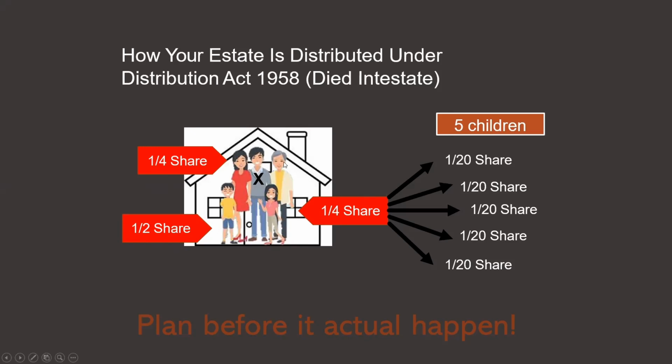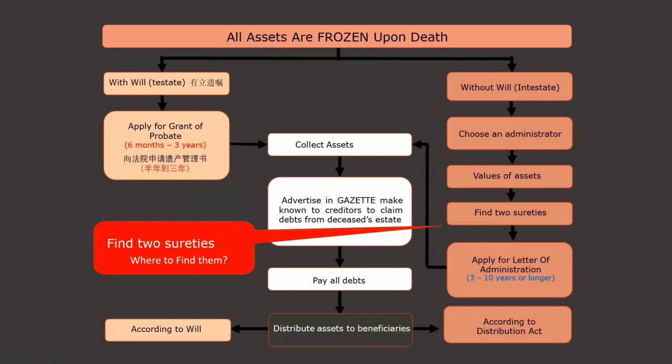Now if you are alone, you don't have a spouse, parents, brothers and sisters, aunties and uncles, you are alone, the government thanks you for the money, right? That's what is provided by the Distribution Act. So all assets are frozen upon death.